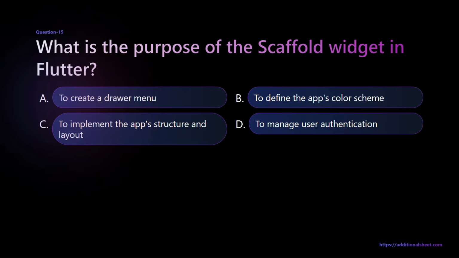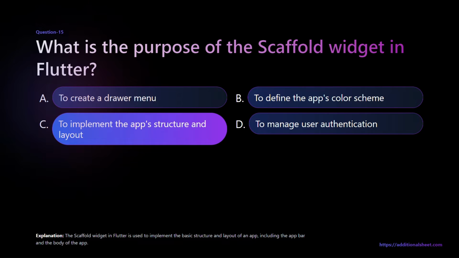What is the purpose of the Scaffold widget in Flutter? Option A, to create a drawer menu. Option B, to define the app's color scheme. Option C, to implement the app's structure and layout. Option D, to manage user authentication. The correct answer is option C, to implement the app's structure and layout.